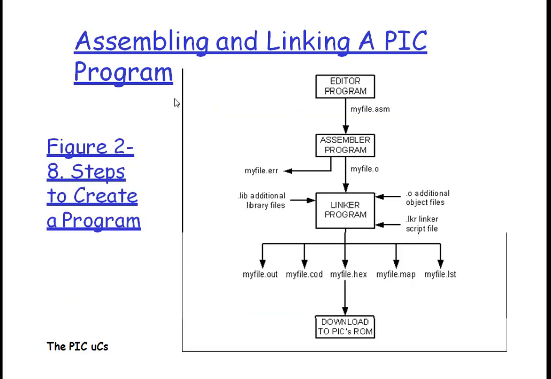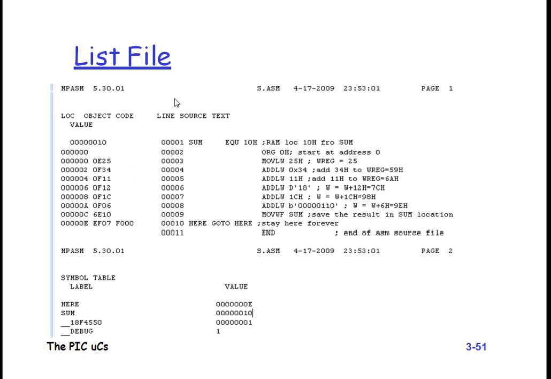So assembling and linking of a PIC program. First is the editor program; its extension is different, like myfiles.asm. Then the assembler program, whose extension is different, and then it will be processed by the linker program. The linker program produces different types of extensions which will be used for the controller or ROM, like hex files and different types of files which are mentioned in these slides.